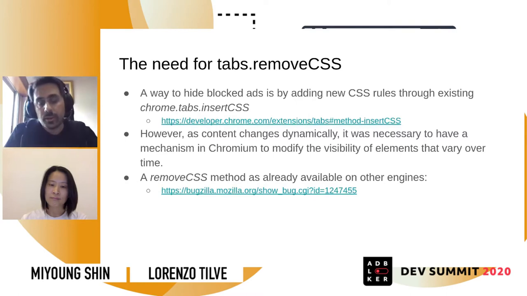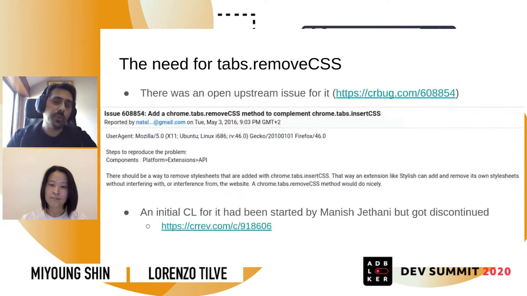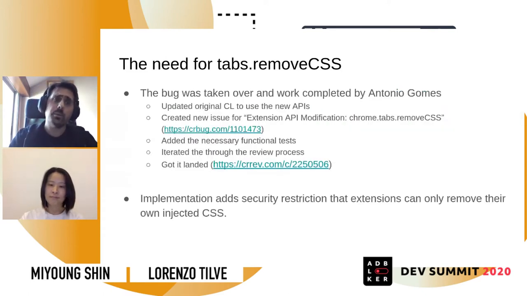And there was actually no API covering this in the spec as implemented in Chromium, and it was already available in other engines. So there was actually an open upstream bug in Chromium for some time requesting this method to be added. There was also an initial change list added for that, started by Manish Goregaokar, but it didn't make it upstream and got discontinued. So basically, what we were doing here was to take over that bug.